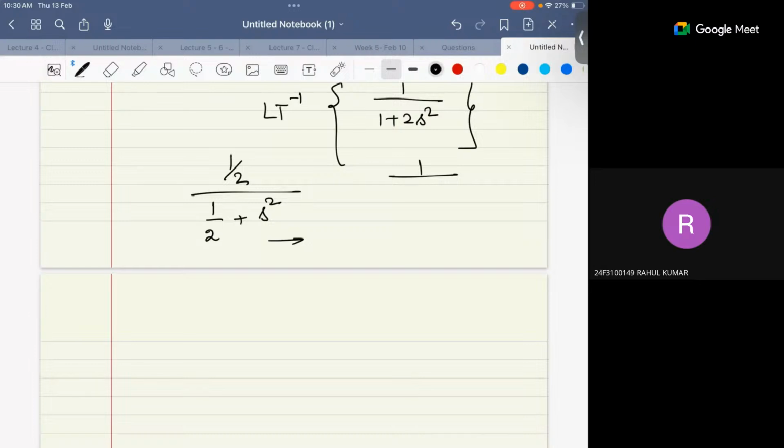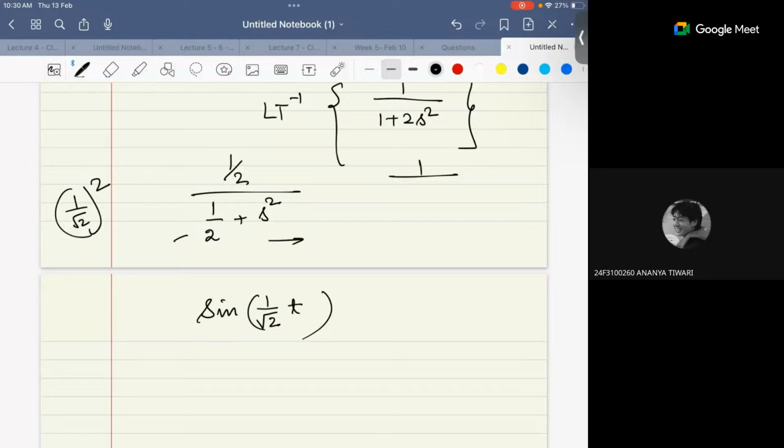So we can write it in the form of sine. What will be the value of omega? You can write it as 1 by root 2 whole square. So omega is 1 by root 2, sine of 1 by root 2 t. And 1 upon root 2 as a multiplication, 1 by root 2 times 1 by root 2, so you'll have 1 by root 2. Correct.